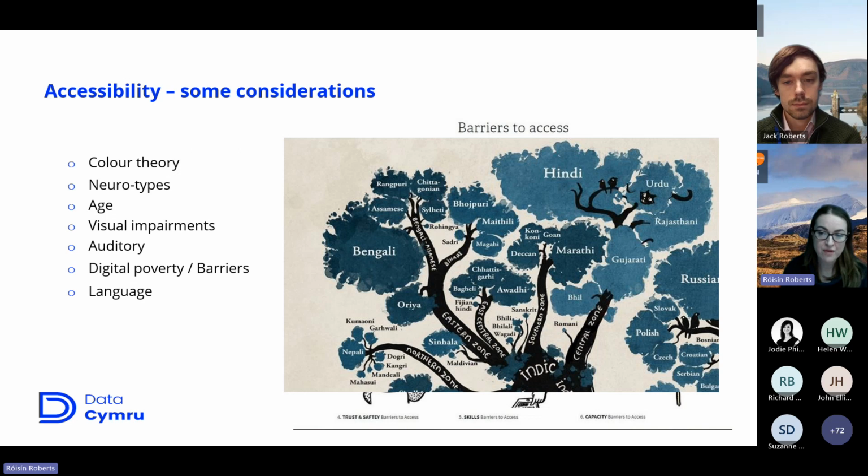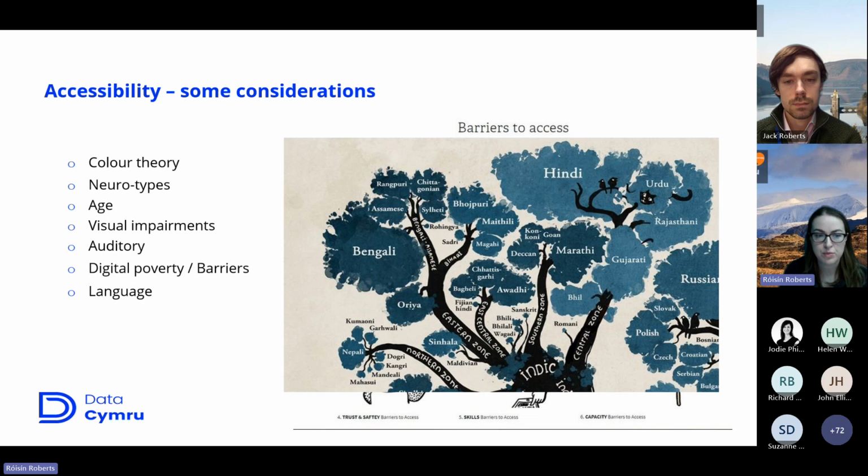Visual impairments: wherever possible, add audio descriptions or alt text to your visualizations to make the experience as inclusive as possible. And audio: if your visualization takes the form of video or has audio elements, make sure that you've got subtitling and/or transcriptions available.